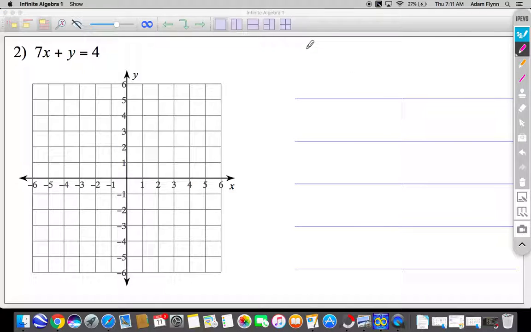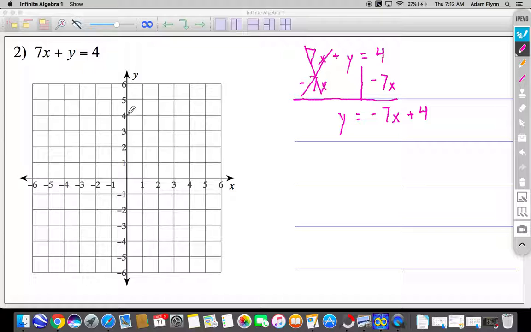Next equation, 7x plus y equals 4. So to get the y by itself, I'll subtract 7x from both sides. When I do that, 7x minus 7x cancels out. I'm left with y equals negative 7x plus 4. And there's no coefficient in front of this y, okay? So we do not need to divide by anything. It is already in slope-intercept form.